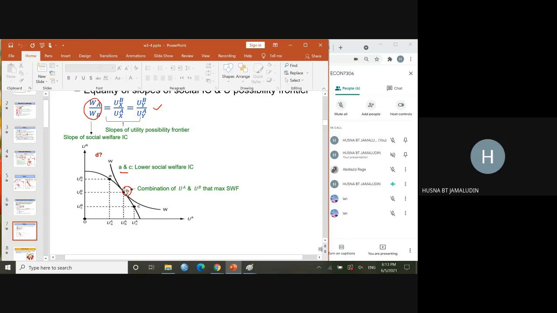So this PPF is actually for productions, the firms or producers, while this indifference curve, the W, is your indifference curve for consumers. So production and consumers should intersect each other to have an efficient point. So point A doesn't intersect this W, right?